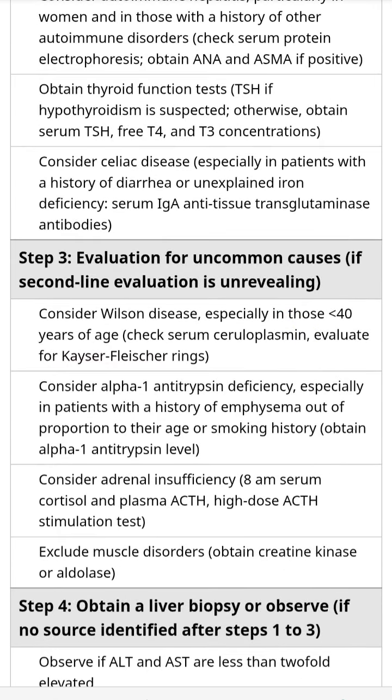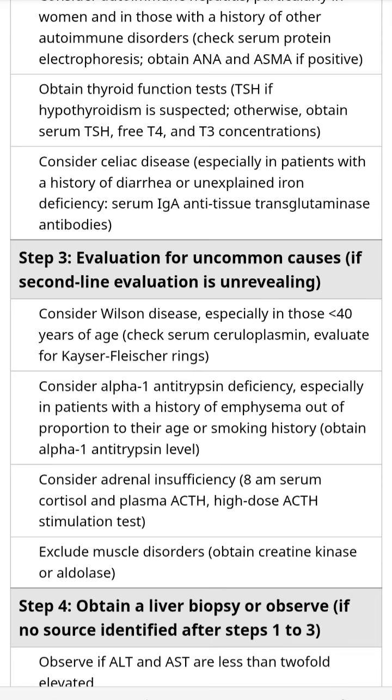Step number three is evaluation for uncommon causes if the second line is also unrevealing. So, in that case, consider Wilson's disease, especially in those who are less than 40 years of age, right? For that, we know that it is due to copper accumulation. So, you have to check serum ceruloplasmin levels and evaluate for Kayser-Fleischer rings in the eye.